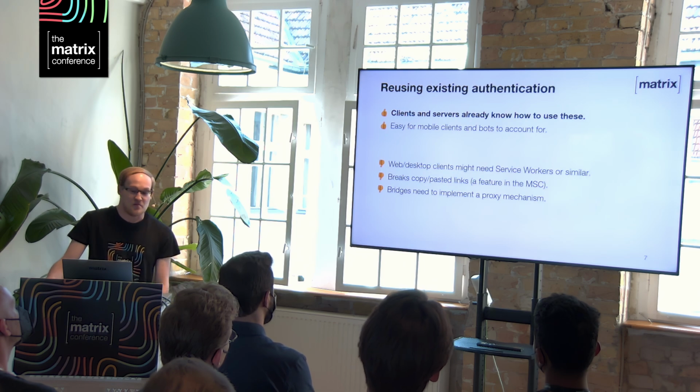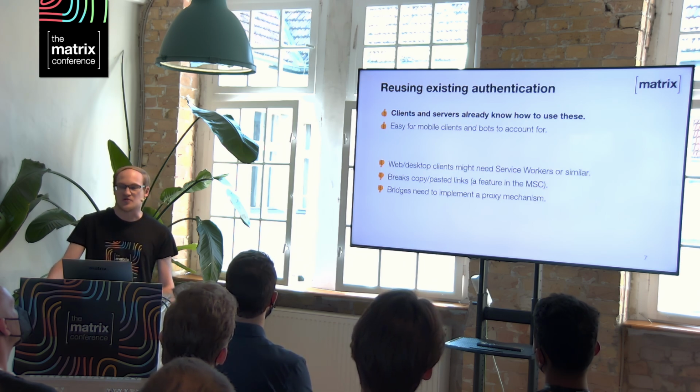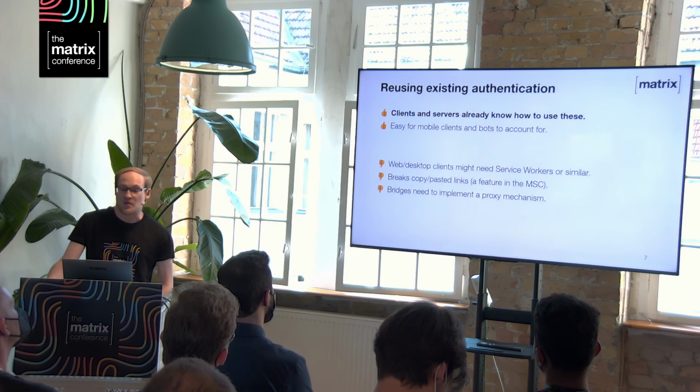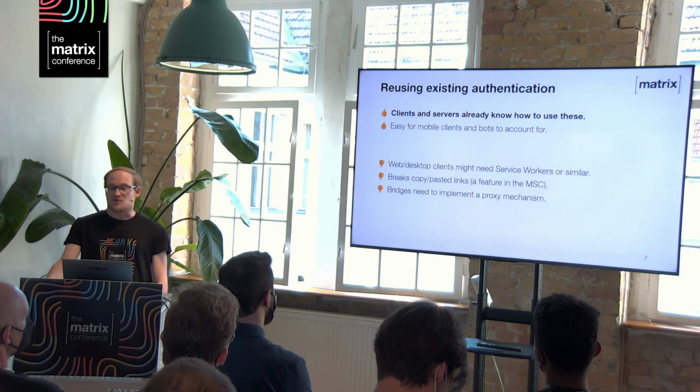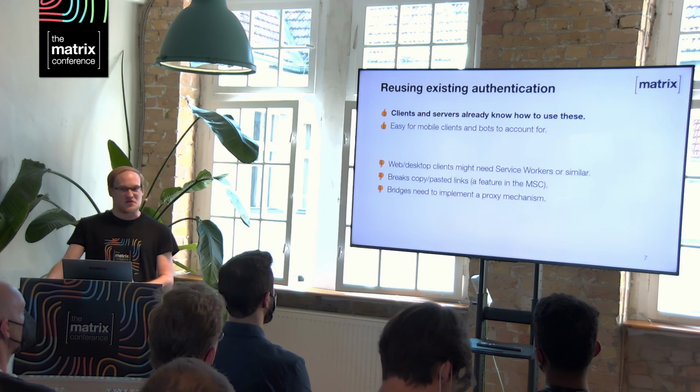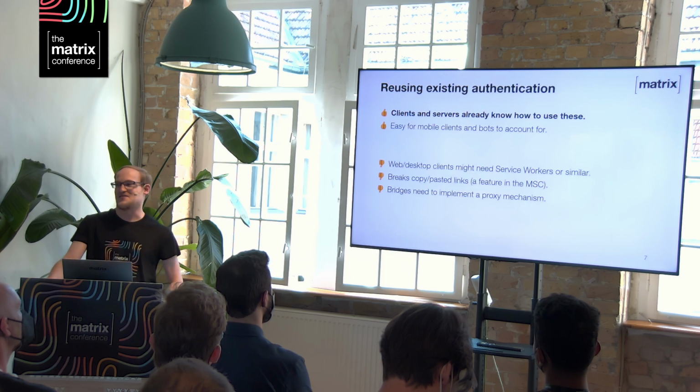Obviously, the MSC would then break copy-pasted links because you have to include your access token, and you don't want to include that in the URL because that gives full access to your account. So OIDC might also be able to help with that with scoped access tokens or something similar. And bridges also need to implement a proxy mechanism. This is going to be a theme throughout the rest of the solutions as well.